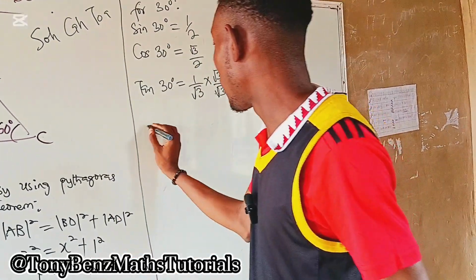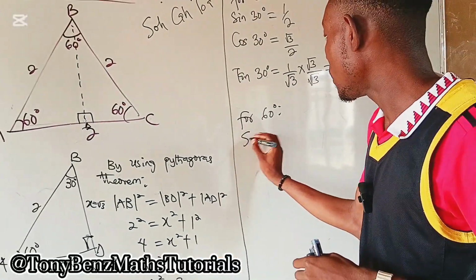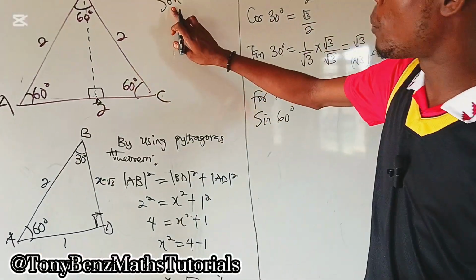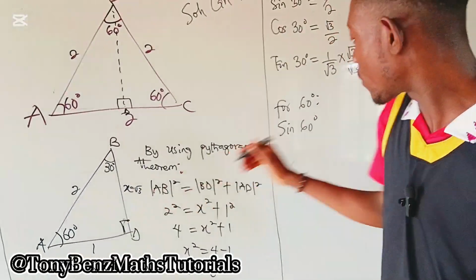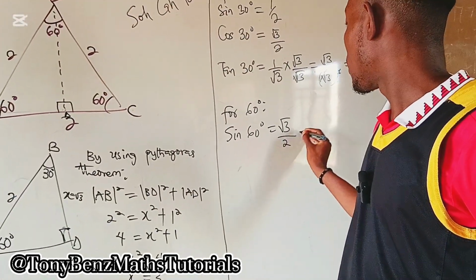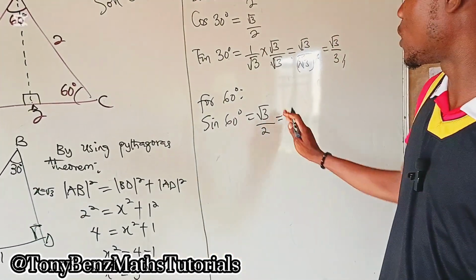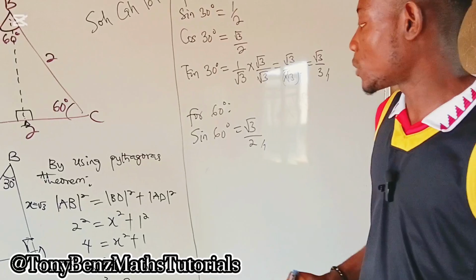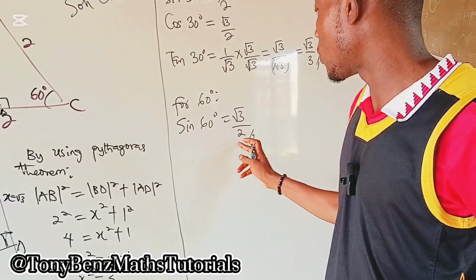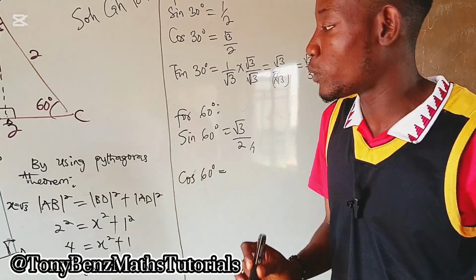So now for 60 degrees, this is what we get. Sine 60 degrees. Mind you, 60 degrees is here. Sine 60 is opposite over hypotenuse. This is the opposite, root 3. What's the hypotenuse? 2. The hypotenuse is always the longest line in a right angle triangle. So sine 60 degrees as a special angle is root 3 over 2. Punch your calculator, you get root 3 over 2.